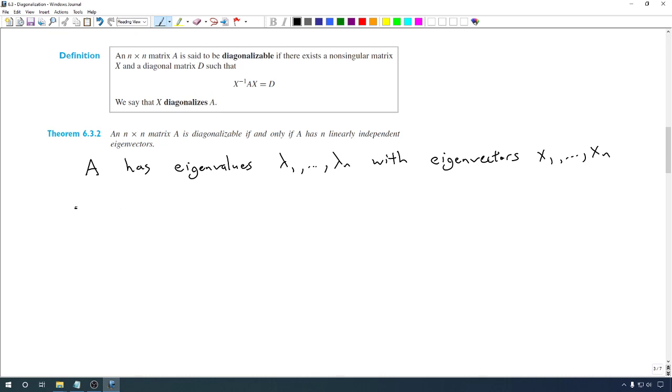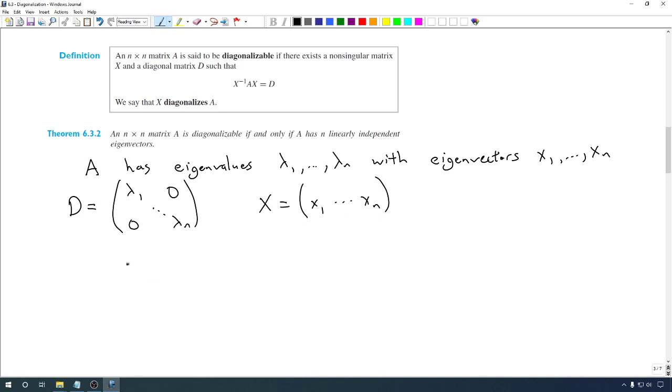We're going to make our matrix D, just like before, putting all the lambdas into our matrix like that, a diagonal matrix with all the lambdas along the diagonal. And we're going to make a matrix X, and we're just going to take the vectors x1 through xn. So these are column vectors. We're going to just put them as columns of a matrix.